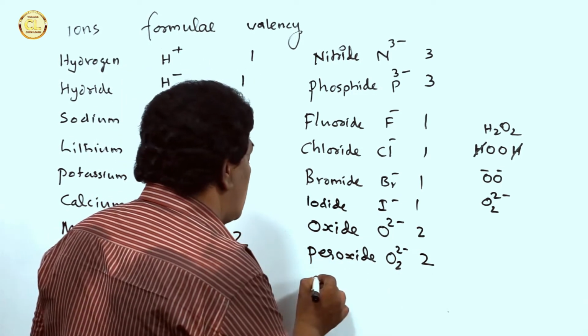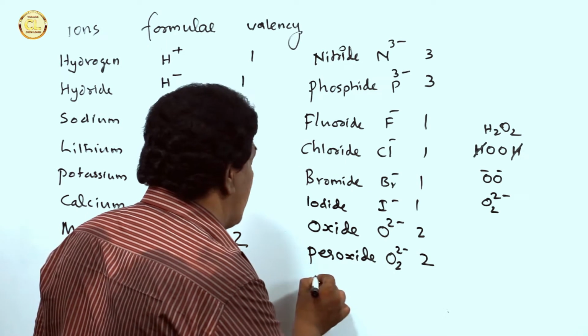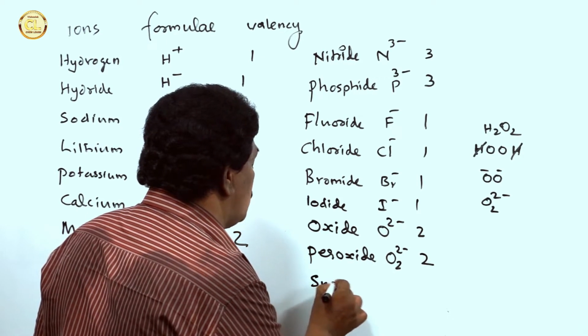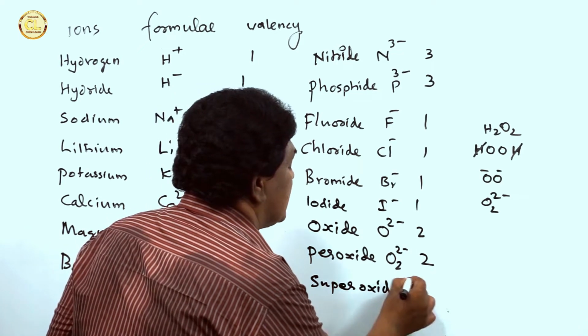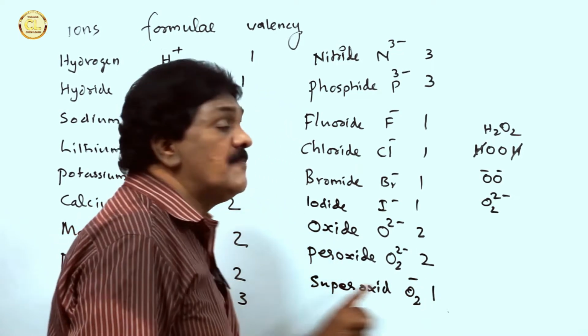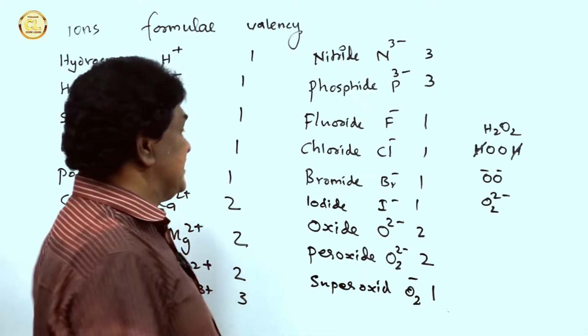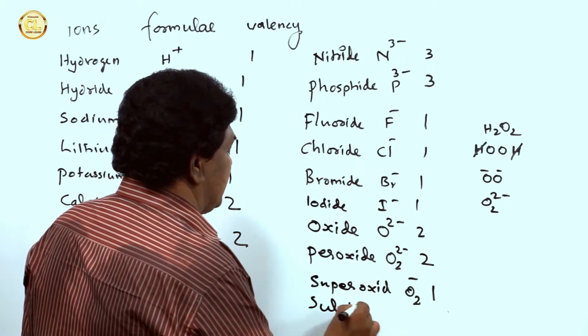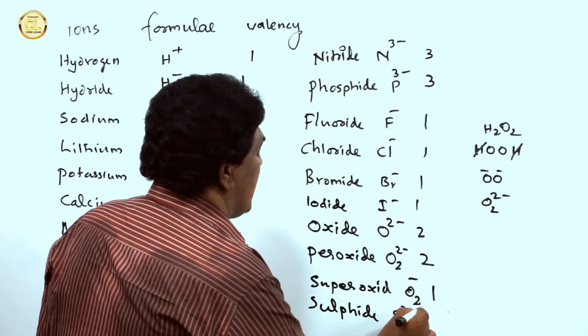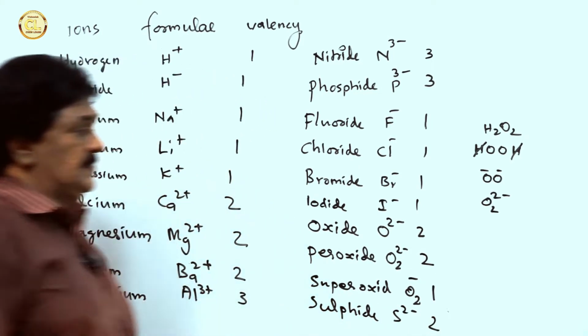Then another oxygen-carrying ion is superoxide. See, O2 single minus, valency is 1. It's superoxide. Its valency is 1. Sulfide ion, S2 minus, its valency is 2.